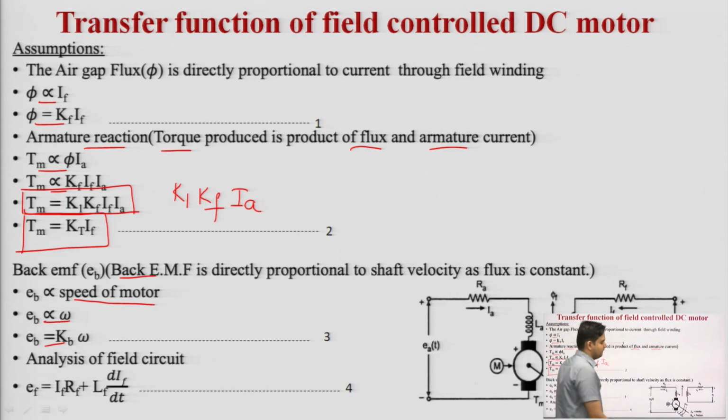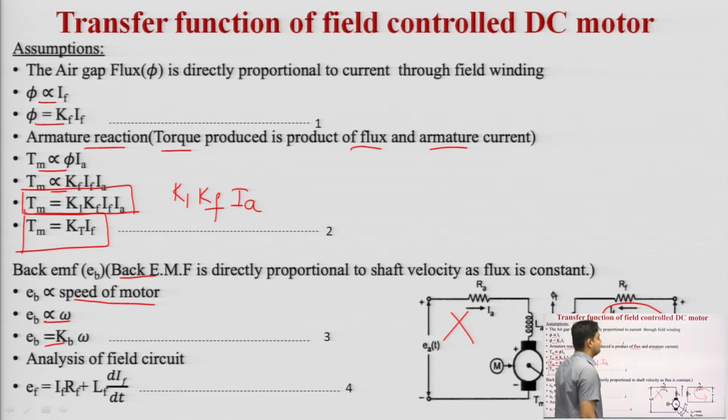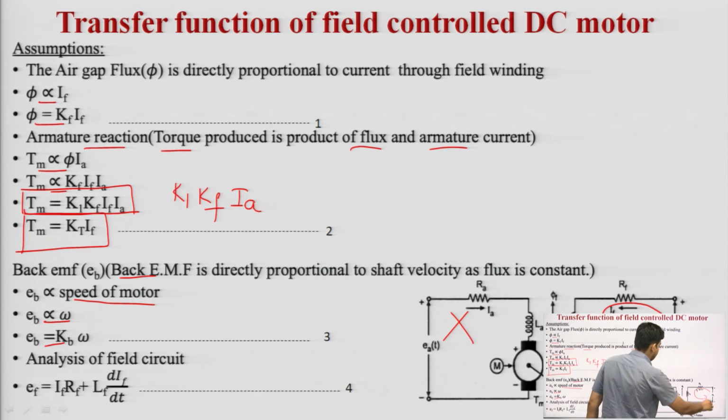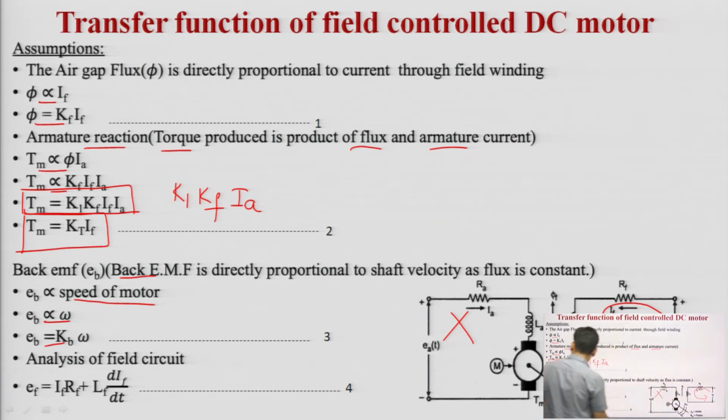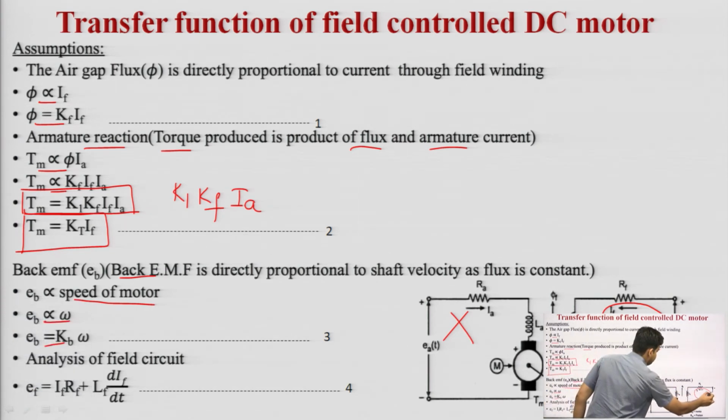Now, you have to apply KVL in the field loop. You do not have to consider this loop, because we are studying here field control. So, we have to do analysis of the field control circuit or winding. So, here this is the equation E F equal to, this is the field voltage, E F equal to I F R F plus L F d I F over dt.